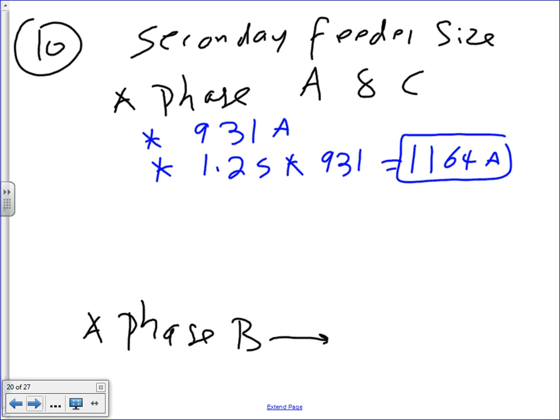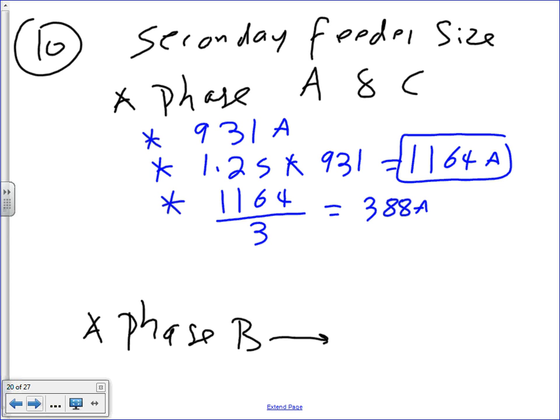Okay. Then now I need to parallel. This is for phase A and phase C. How many sets am I going to parallel? Now, because these are big, guys, 1,164, I decided to use 3. Can you guys do me a favor? I decided to pull 3. Can you give me what's divided by 3? 388 amps, right?